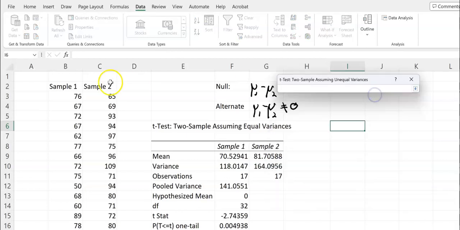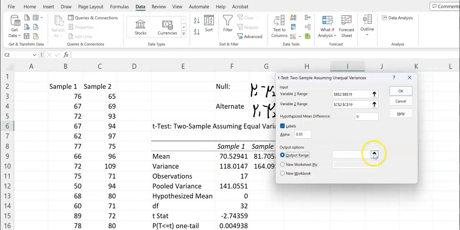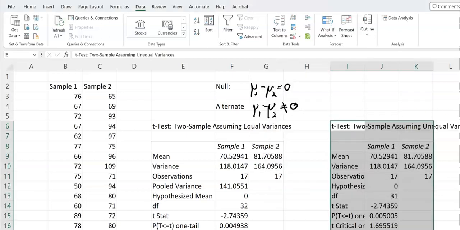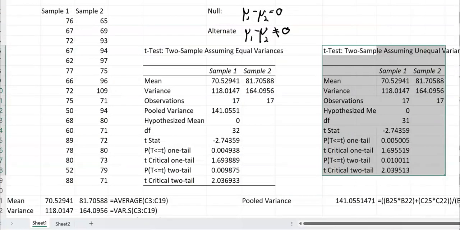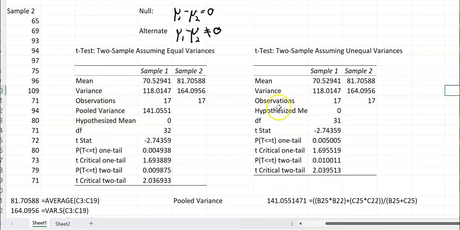My variable 1 range is going to be the sample. Variable 2 is also the same thing. The hypothesized mean difference will be 0. I have labels. My alpha is 0.05, and I want the output, let's say, right here. And then when I run it, this is what I get. So here I find everything else is the same: your mean, variance. You don't have a pooled variance here.